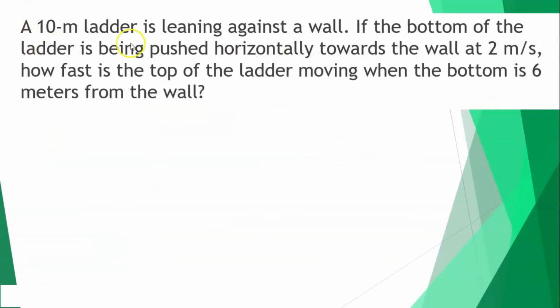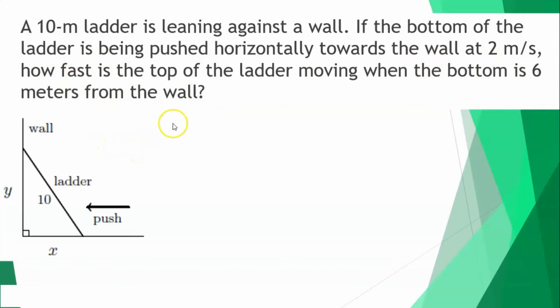A 10-meter ladder is leaning against a wall. If the bottom of the ladder is being pushed horizontally towards the wall at 2 meters per second, how fast is the top of the ladder moving when the bottom is 6 meters from the wall? Now, illustrating the given situation, we have this. We have the wall, then of course we have the ground. This is the ladder and it is 10 meters long.